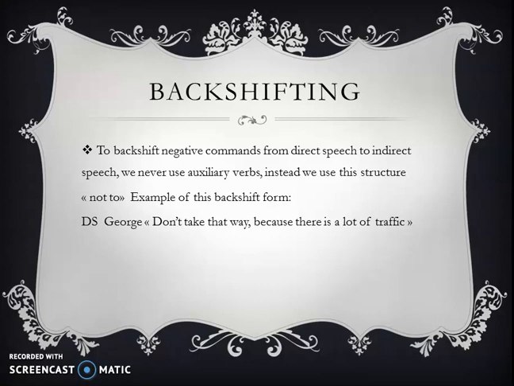So in the time we want to transfer this to a third person, we use the following, please. And this is the indirect speech form. We have here, George explained not to take that way because there was a lot of traffic. You see here, guys, instead of don't, I use not to. This is the way that we use for these imperative sentences.